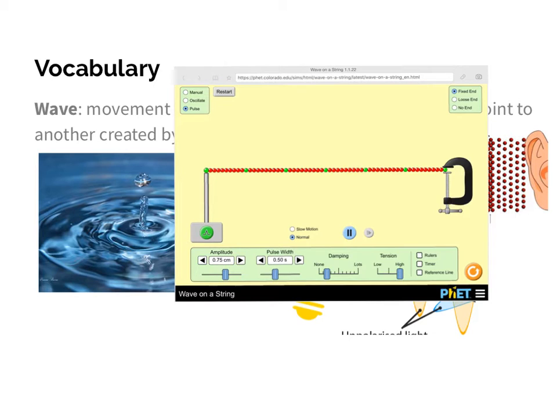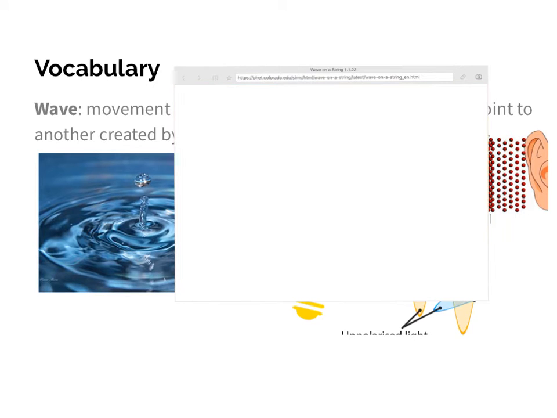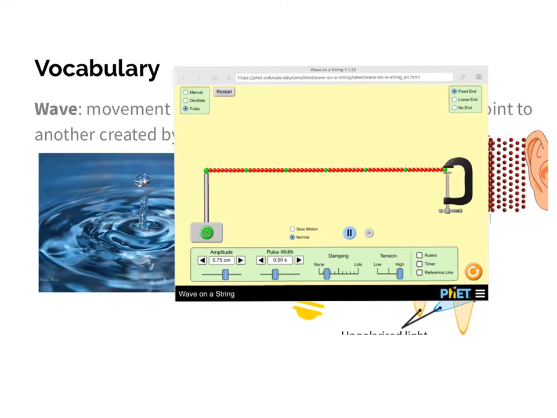When we talk about moving through a medium, this thing right here would be the medium through which it moves. And a medium is simply the material that it's moving through. It could be a spring, a rope, water, air, or empty space. In order to create a wave, the first thing I need to do is create a disturbance.